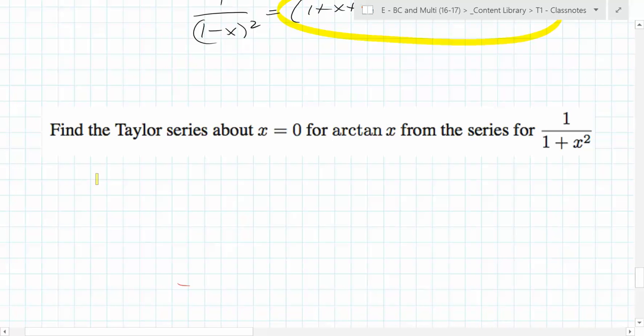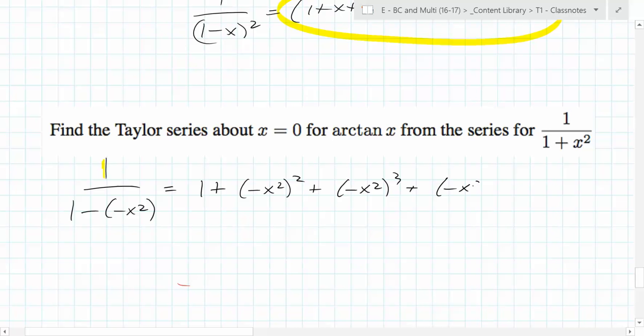Okay, so we know that 1 over 1 minus negative x squared is what you're making it look like. You're pressing it into 1 over 1 minus x. So what did that turn into? 1 plus negative x squared plus negative x squared cubed plus negative x squared to the 4th. So you simplify that and you end up with 1 over 1 plus x squared minus x to the 6th plus x to the 8th. Do you agree with that?